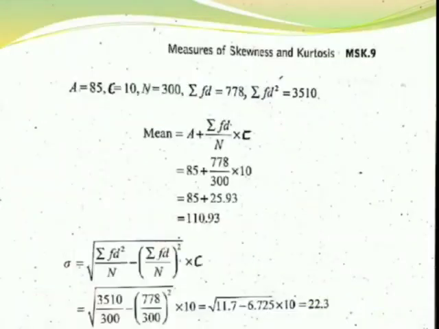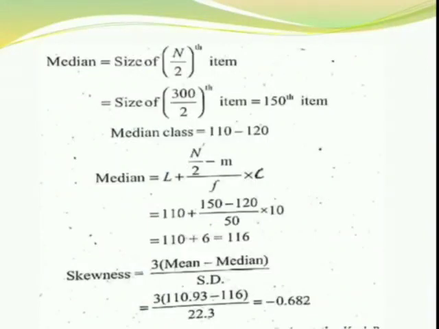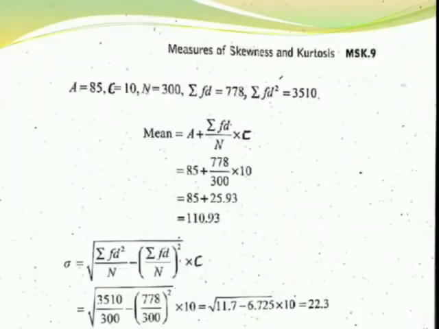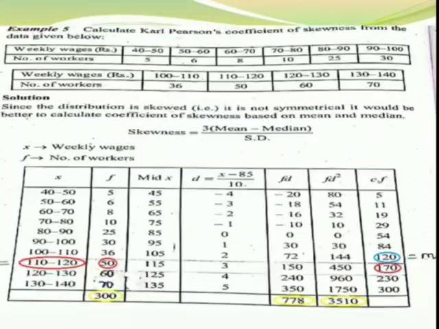Now you have to find the median value. So median is equal to the size of n by 2th item. So you have to find the n by 2th item, which is 300 divided by 2 is equal to 150. So we have to check which value in the cumulative frequency exceeds this 150. The red marked value, which is 170, is greater compared with 150.